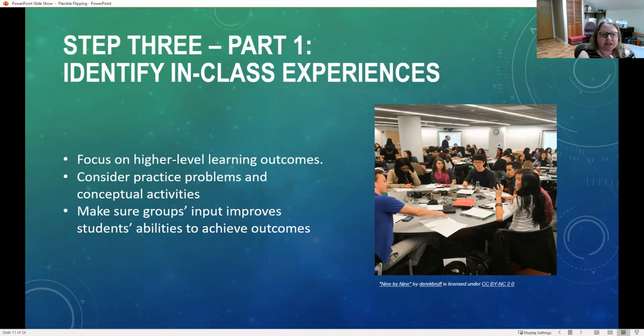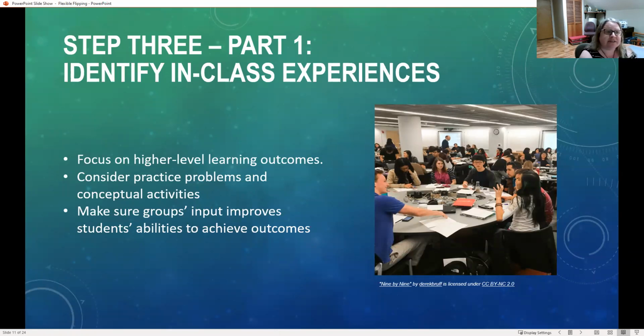So being able to focus on those learning outcomes and really saving that in-class time for those. Let's not spend it on definitions, right? Let's really focus on bringing that material together. Think about conceptual activities, think about problems, make sure that group input improves the students' abilities to achieve outcomes.